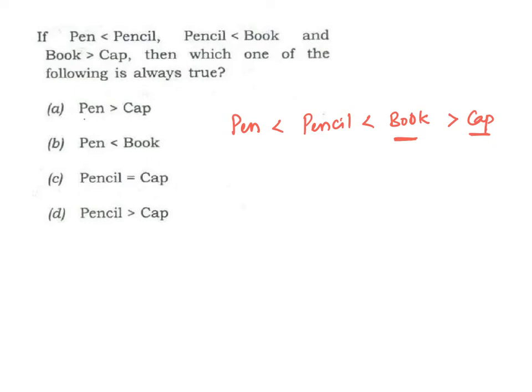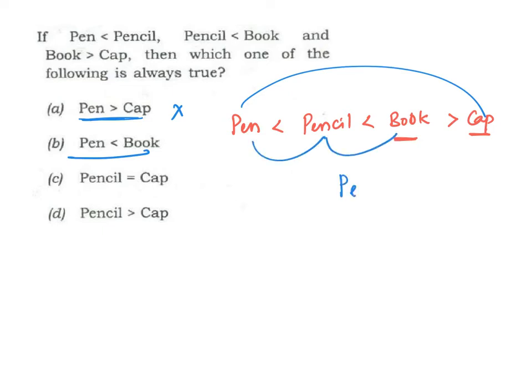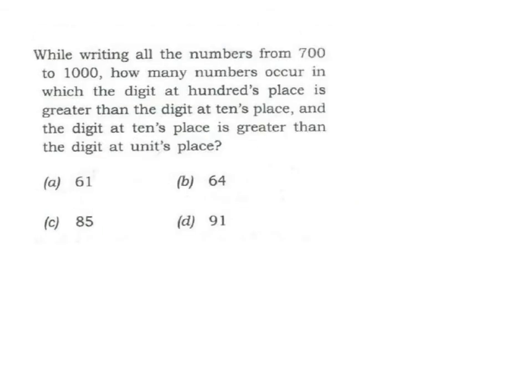Now, pen is greater than cap. We cannot determine any relation between pen and cap, I said. So this is wrong. Pen is less than book. Obviously when pen is less than pencil, pencil is less than book, pen is definitely less than book, 100% correct. Equal to we can't say. Pencil is greater than cap. We cannot determine any relationship between pencil and cap. So the only perfect answer is pen is less than book.